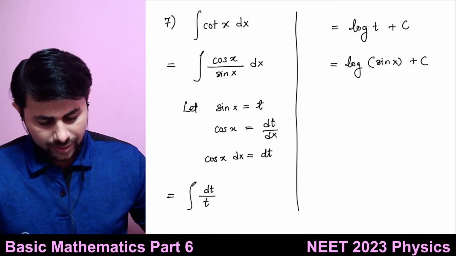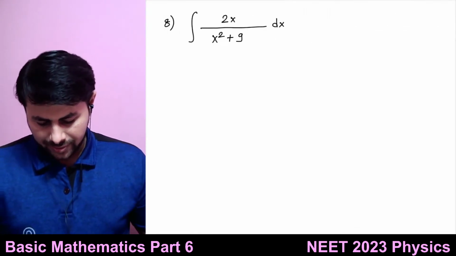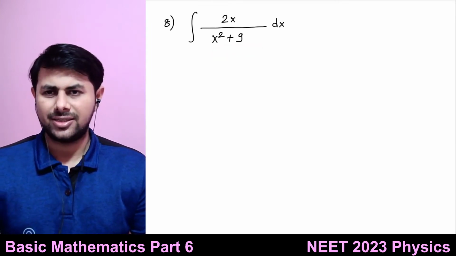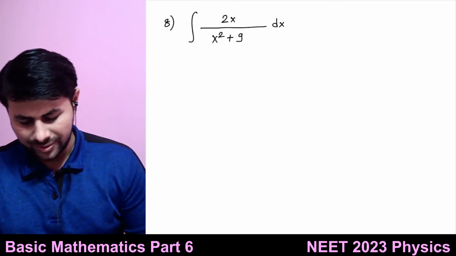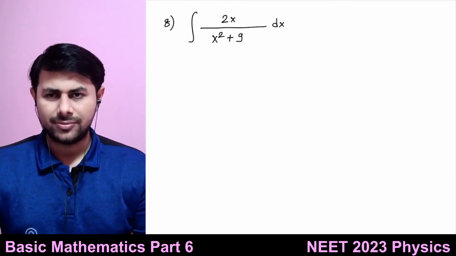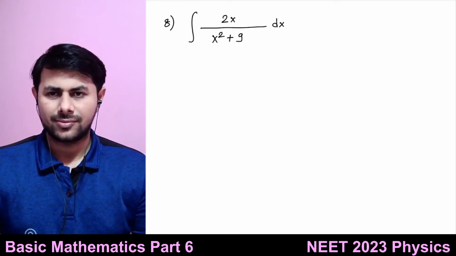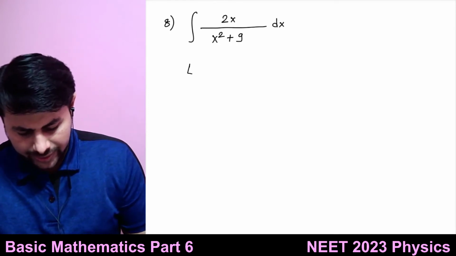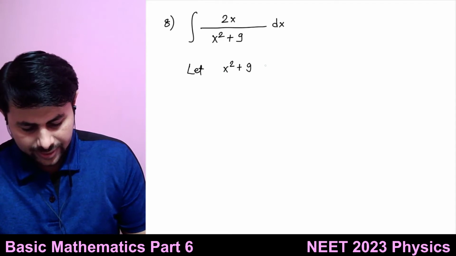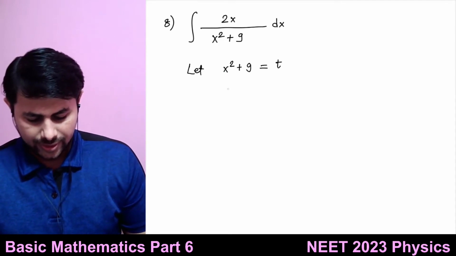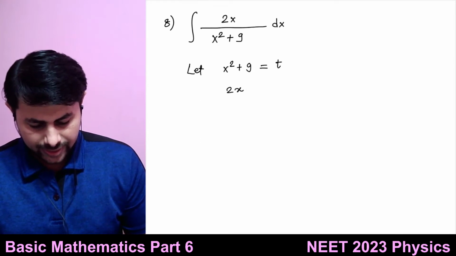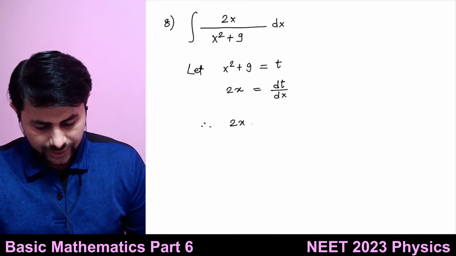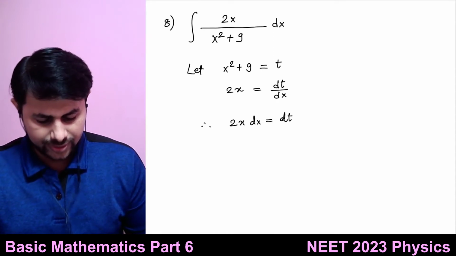Okay. All right. Next question is 2x divided by x square plus 9. Now this is easy. This is exactly similar to the last one. Okay, so here what I should do is I should substitute t for x square plus 9. Okay, so let x square plus 9 is equal to t. So its derivative is 2x is equal to dt by dx, and therefore 2x dx is equal to dt.